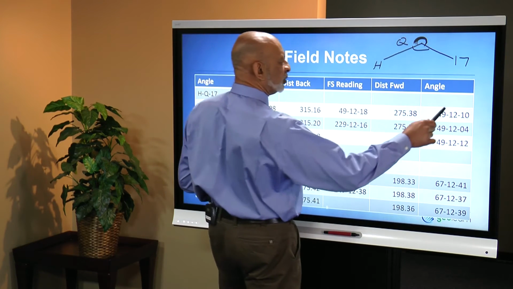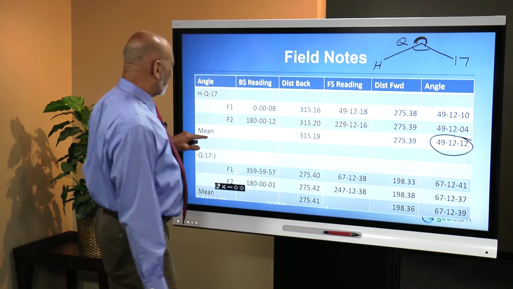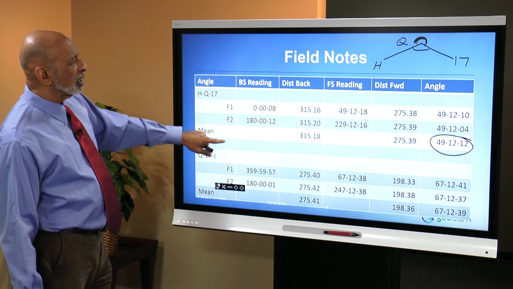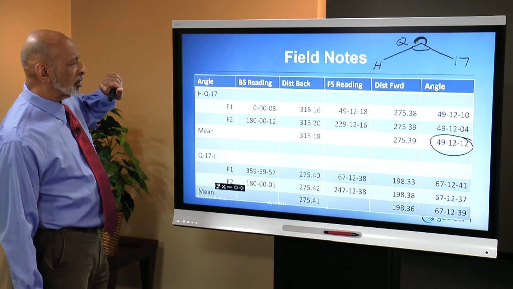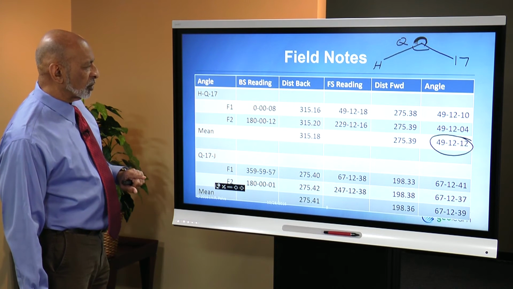And then you average those two to come up with your mean value, which is what I have on the 4th line. So you see I've used 4 lines to measure one angle in the traverse, where we have measured that one angle twice, once in phase 1 and once in phase 2.